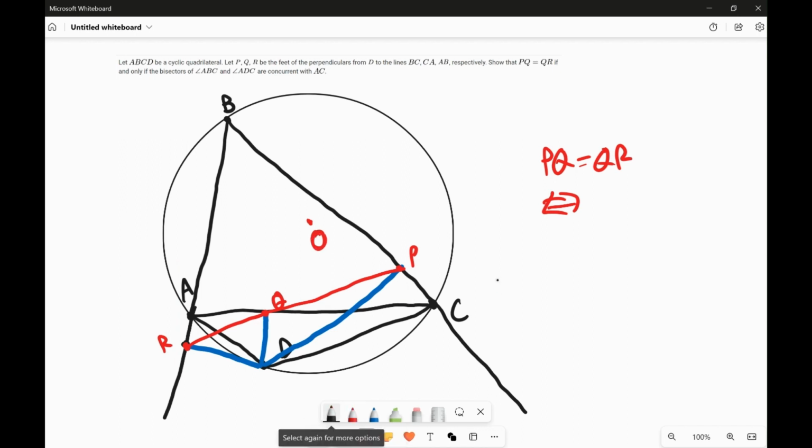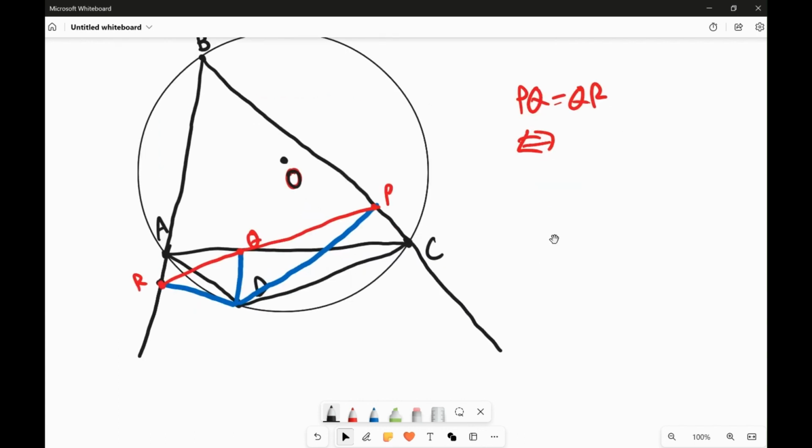Hold on just a second. So there's the origin O, and this is the unit circle. Now we're going to list out what we know. So A equals A, B equals B, C equals C, D equals D.